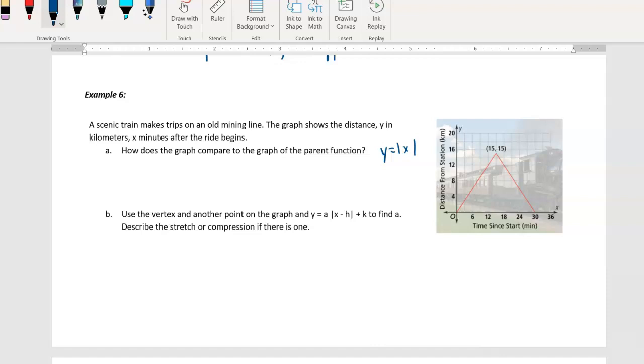So we can see that it's been flipped vertically. Again, the original function would look something like that. So we can see that it's been flipped vertically, and then that vertex has been moved to the right 15 units. So just say it's going to the right 15 units, and that vertex has been moved up also 15 units.